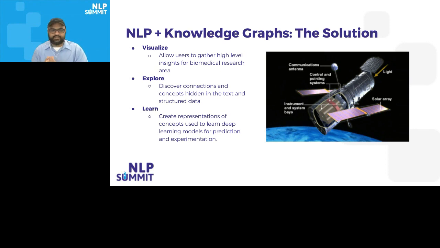And that telescope is, we think, a combination of both NLP and knowledge graphs. In this case, NLP would be the lens and the knowledge graph application itself would be the telescope. But there's three main things that it has to do. First, I want to visualize, point it so I can actually take pictures wherever I want, however far it is. Then I want to explore and see what's happening, discover connections and concepts hidden in that space. And then I want to learn.